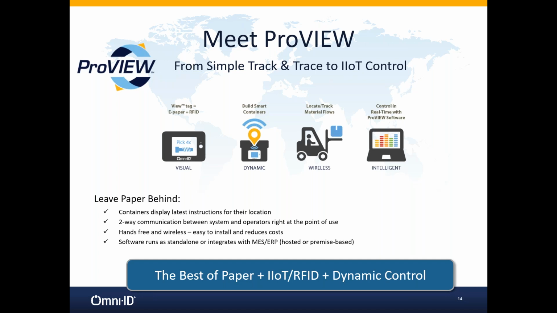You get two-way communication between your material and your system, enabling you not only to receive tracking information and know where things are, but to send instructions down, to tell workers to do something different. Maybe a machine is down, or maybe a truck is going to be late, and you're able to dynamically change the instructions to those pieces of material. ProVIEW is hands-free and wireless.